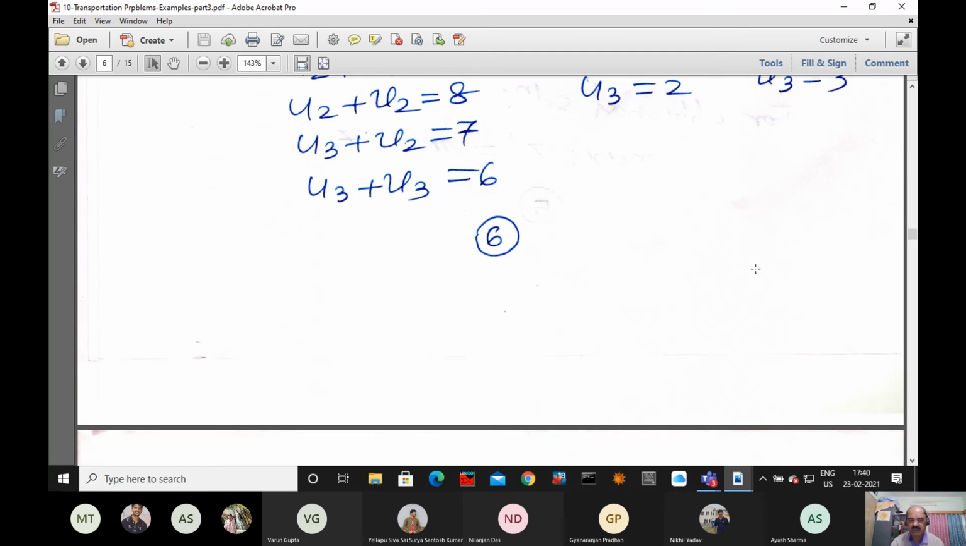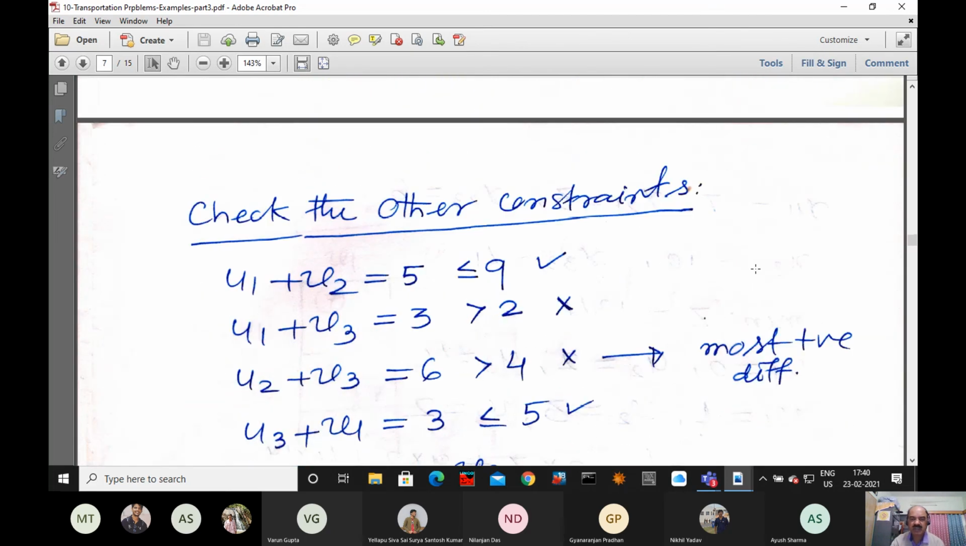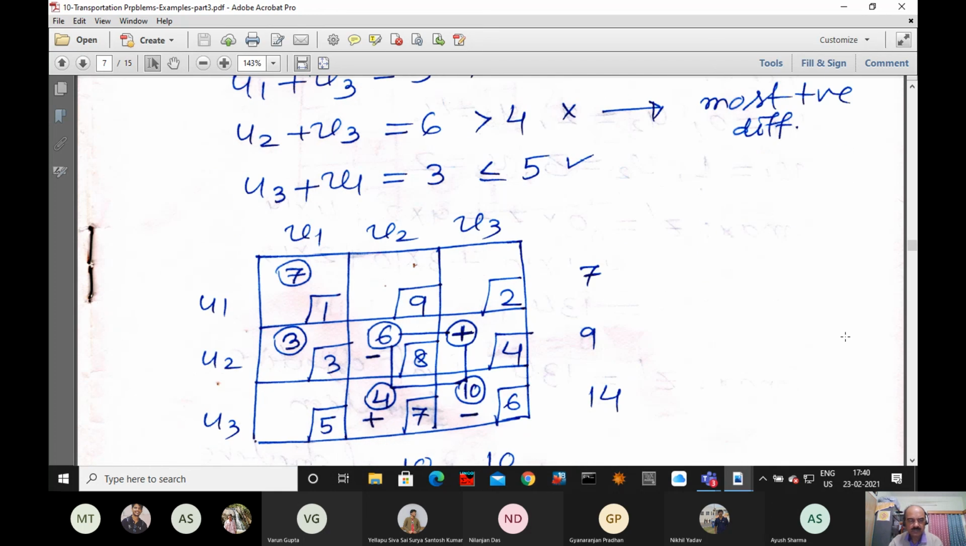After that we will check for optimality. If it is fulfilled, then it is optimal. If not fulfilled, we have to formulate, find a cell, and make a loop. So many things are there. I have made some mistake in this problem here. Okay, I have to recalculate.